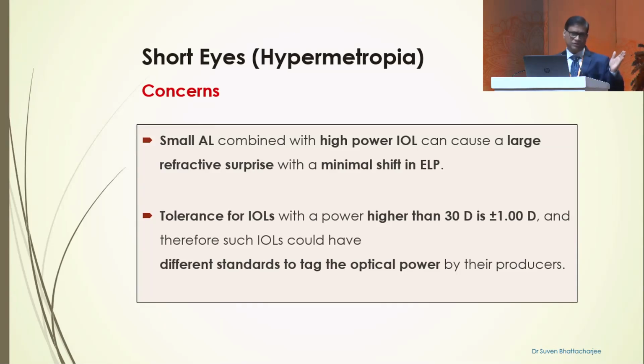And there is something which Doug also touched upon, but I don't know if most of you understood the significance of that particular slide. Tolerance of IOLs with a power of higher than 30 diopters is plus minus 1 diopter as per ISO standards, which means the manufacturer can get away by making a lens of 29 diopters or 31 diopters for what you choose as 30. So, you'll be off by 1 diopter clearly, and the manufacturer cannot be blamed for that. That is something which you have to keep in mind.